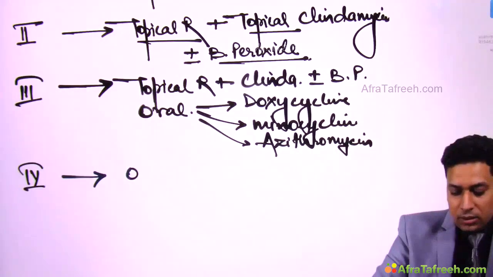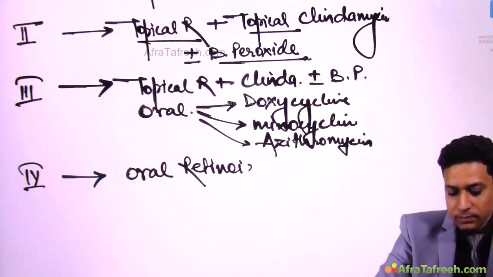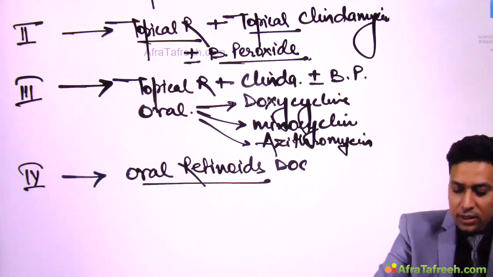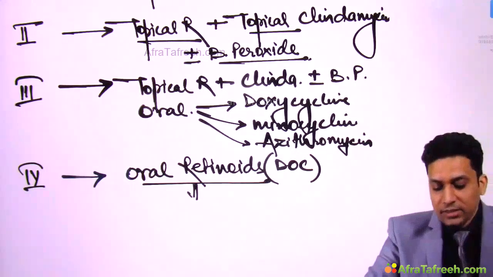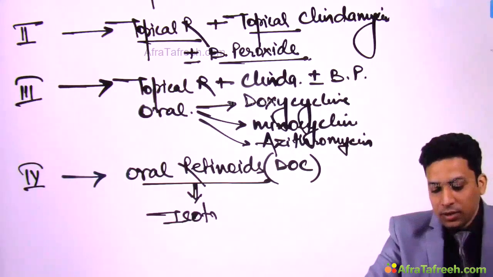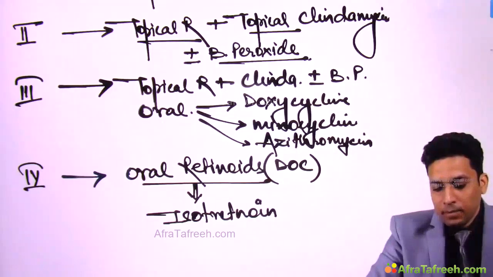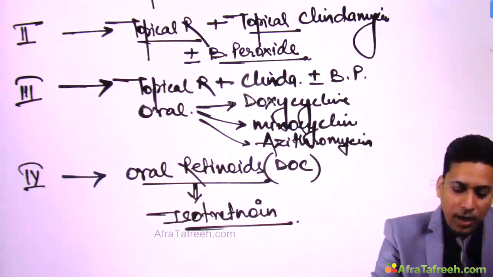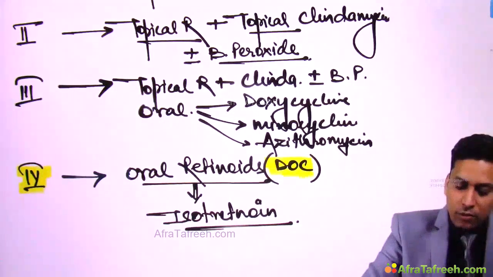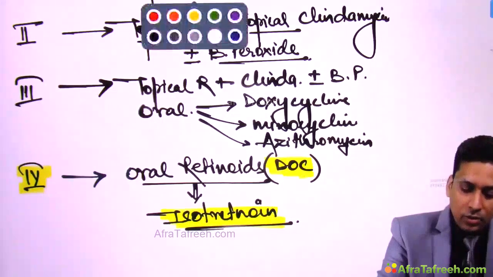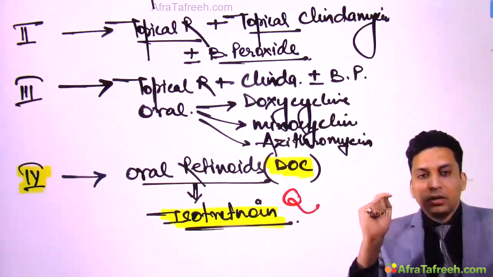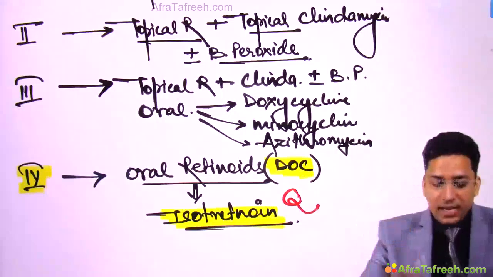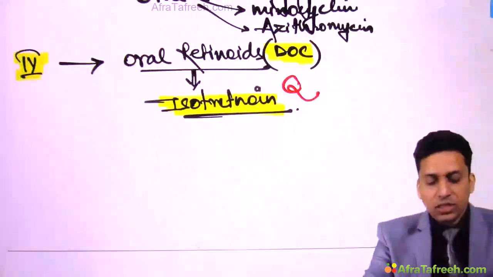then the drug of choice is oral retinoids. Oral retinoids is the drug of choice for grade 4, that is nodulocystic or severe type of acne vulgaris, that is isotretinoin. Remember, isotretinoin is the drug of choice for grade 4 nodulocystic acne. Many times this question has been asked: what is the drug of choice for grade 4 acne or nodulocystic acne? Answer is isotretinoin. So these are various drugs which are to be used.